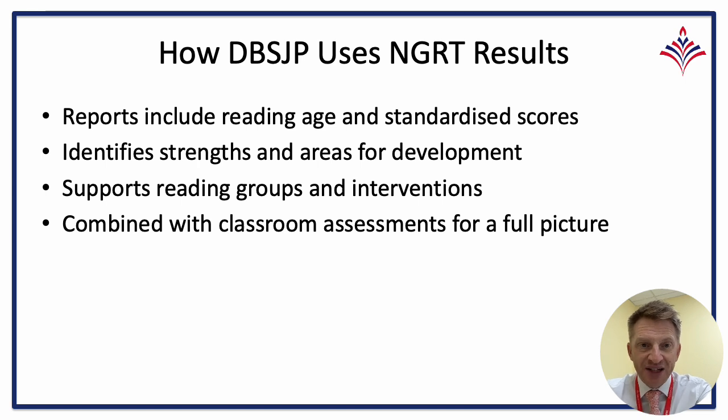Once the test is complete, teachers receive a really detailed report, and these include a reading age, a standardised score to see how the children compare to the standard age expectations, and also a breakdown of the strengths and areas of development for each child. We use this information to guide reading groups and plan interventions and ensure every child is challenged appropriately.